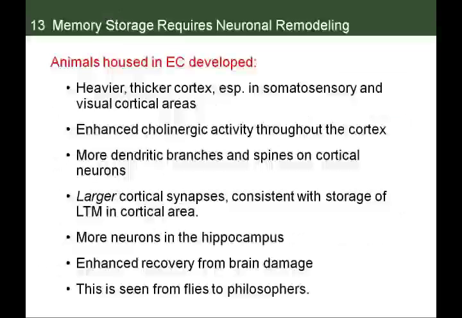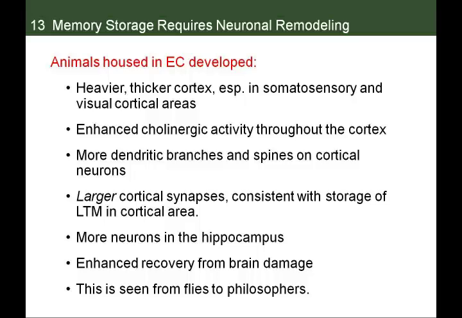And what we have shown, not just in rodents, but in other animals as well, is that animals housed in enriched environments tend to have a heavier, thicker cortex, meaning they have more dense dendrites, and they have enhanced cholinergic activity. If you remember, acetylcholine is important for arousal, for concentration, for focusing. They also grow more dendritic branches and spines.